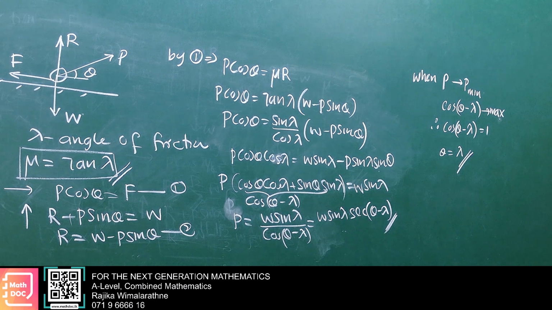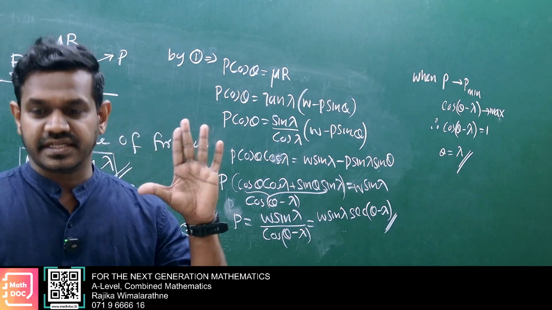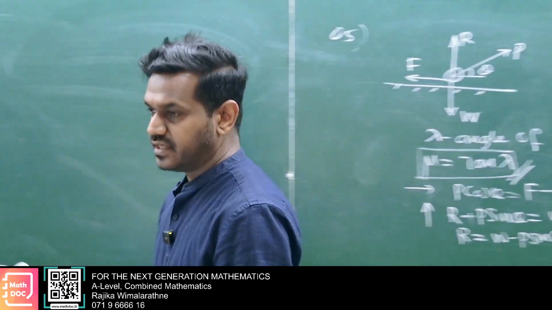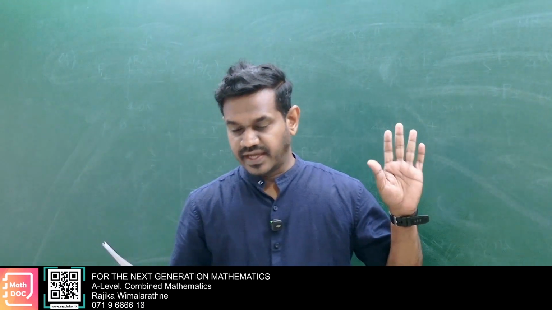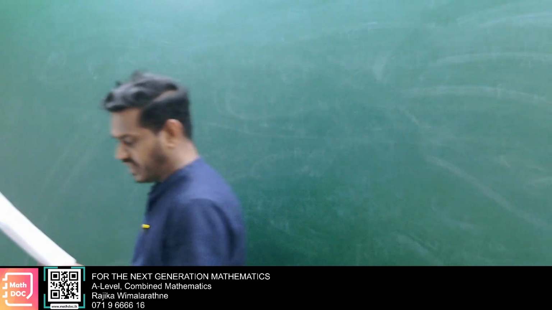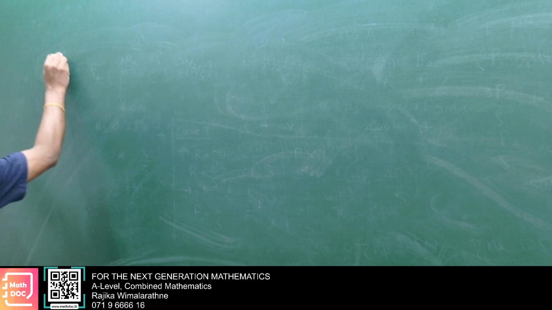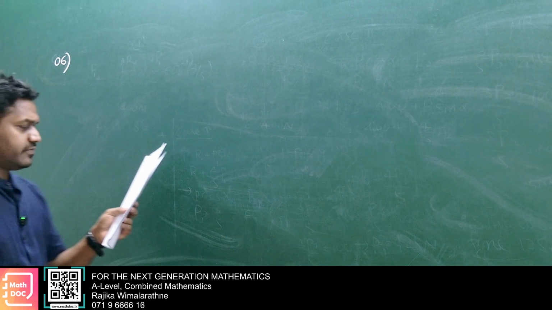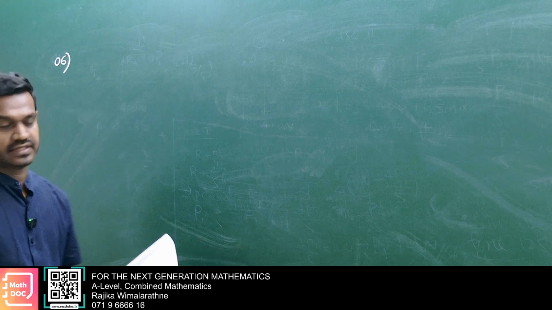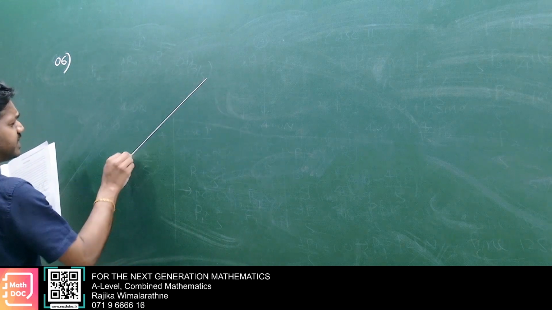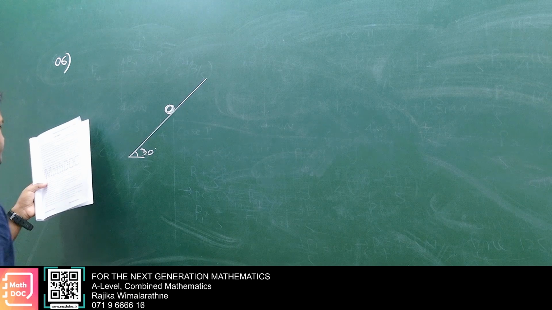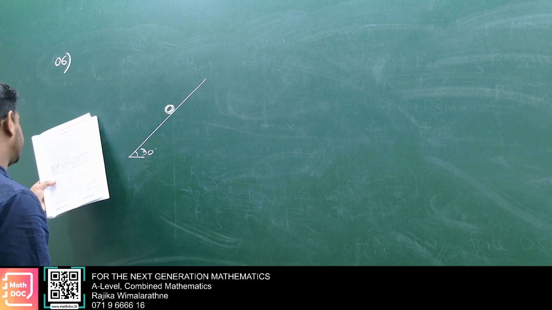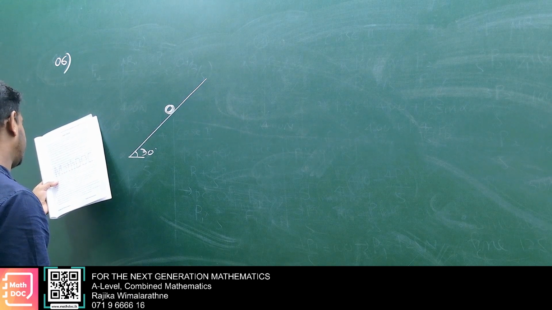Okay, let's complete question number 6 and then we can move to past papers. Question number 6, check your answers. A body is in limiting equilibrium on a rough plane inclined at 30 degrees to the horizontal. Find the coefficient of friction between the body and the plane.